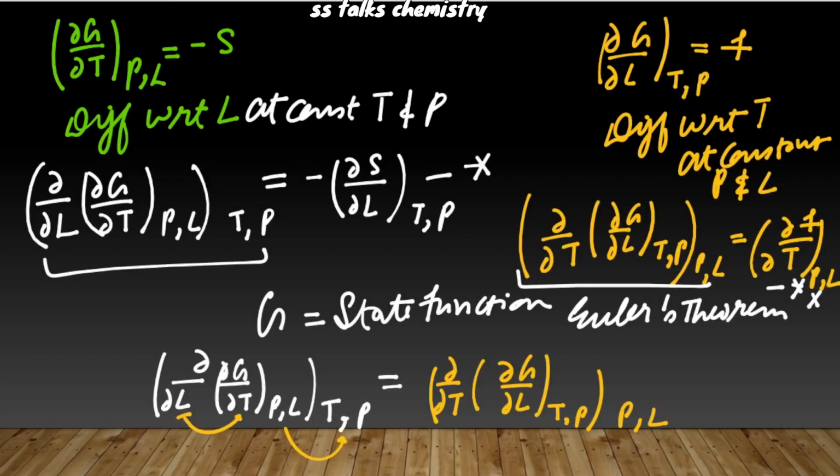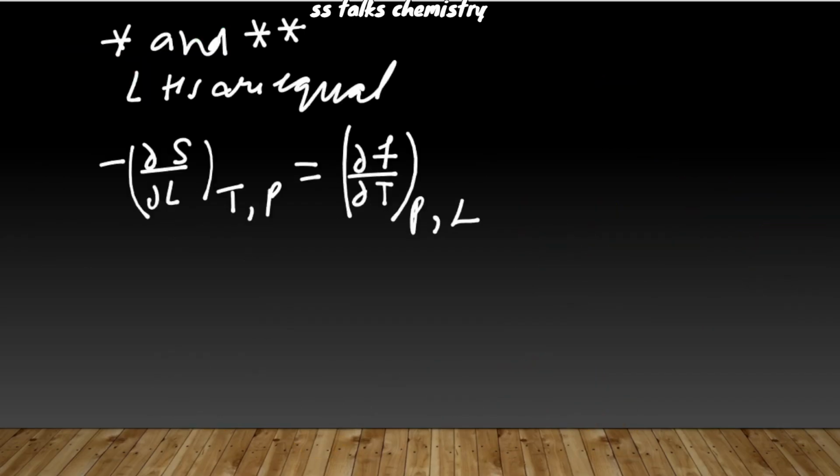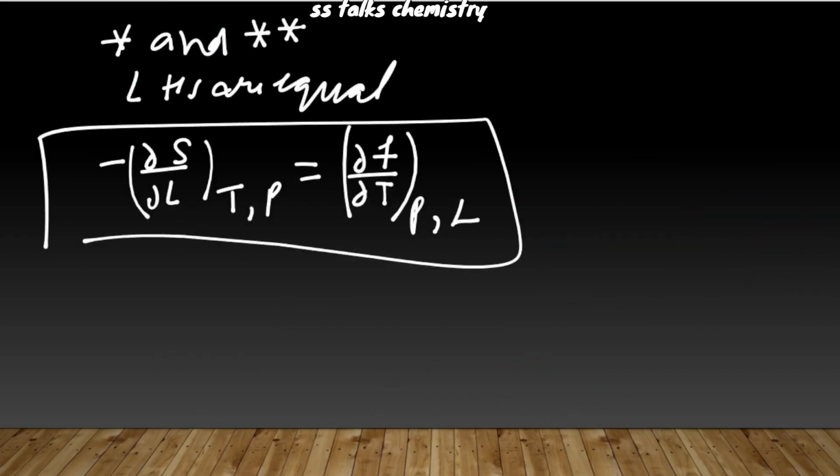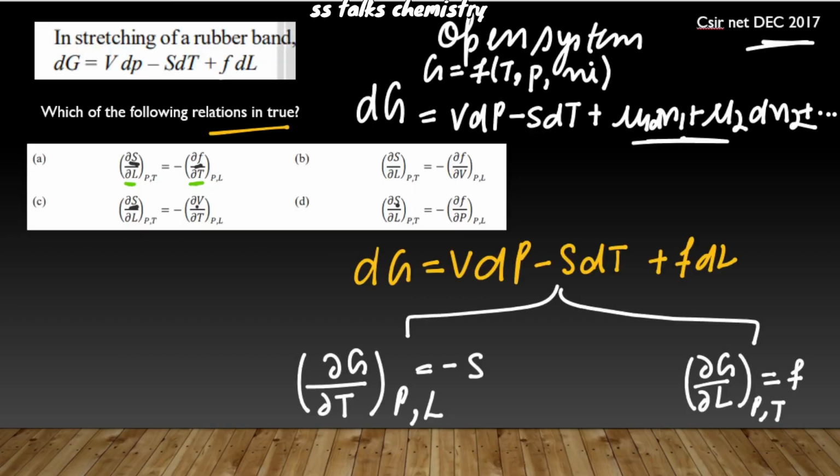So these two things are equal. This is the relationship that we are deriving from this particular given expression. So my ∂S/∂L at constant P and T is minus ∂F/∂T at constant P and L. Option A is the only right answer. Okay, so this is how this was to be solved.